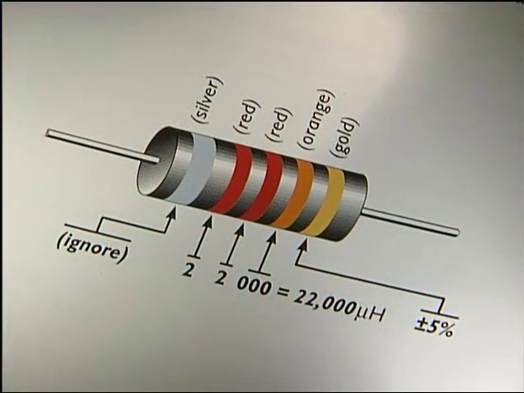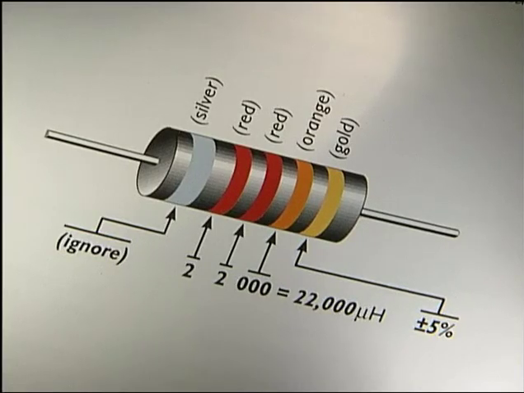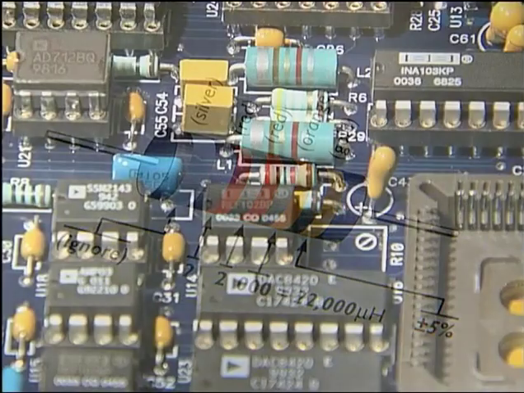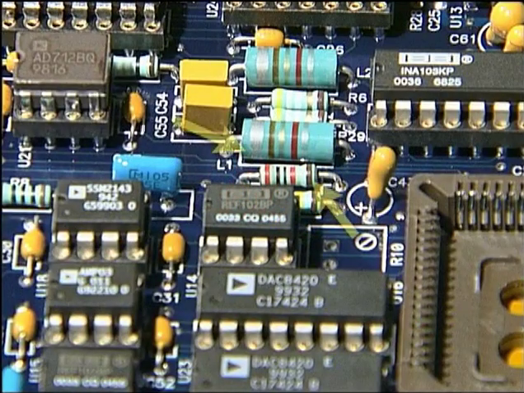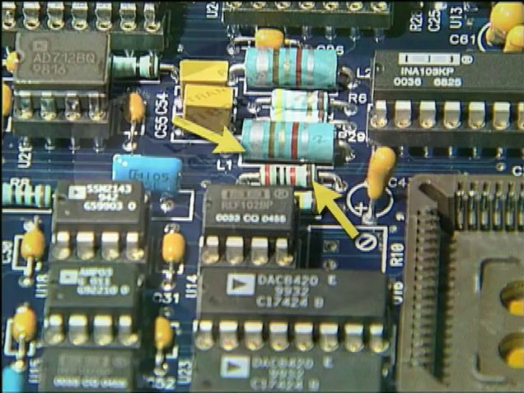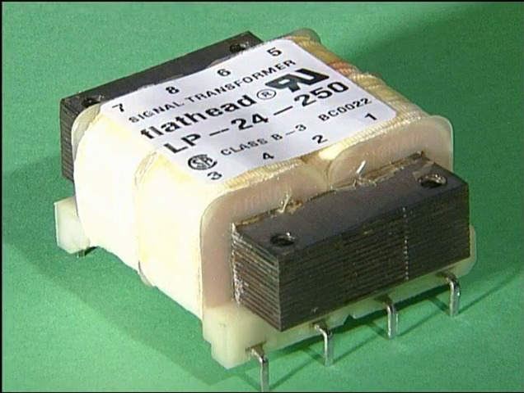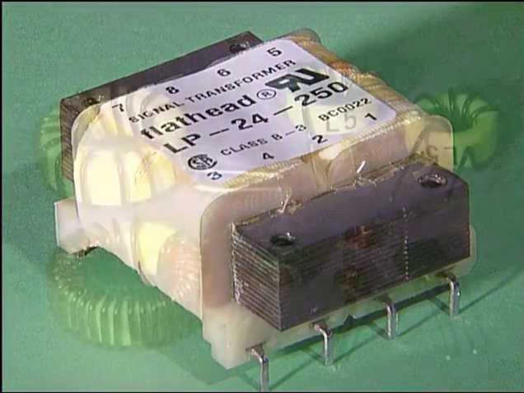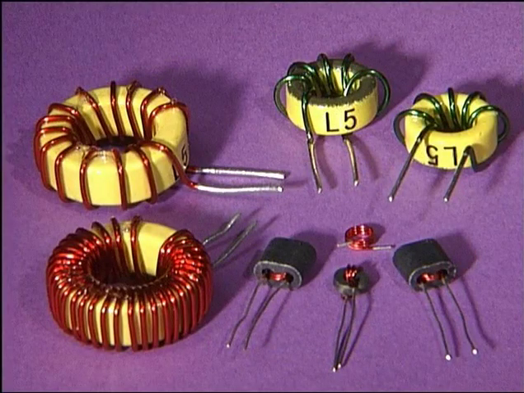Again, the Component Identification Training and Reference Guide contains a color code chart for inductors and an explanation of how to read the color bands. There is no required polarity for inductors, and they usually can be installed in either direction. Closely related to inductors are transformers and other coiled components.